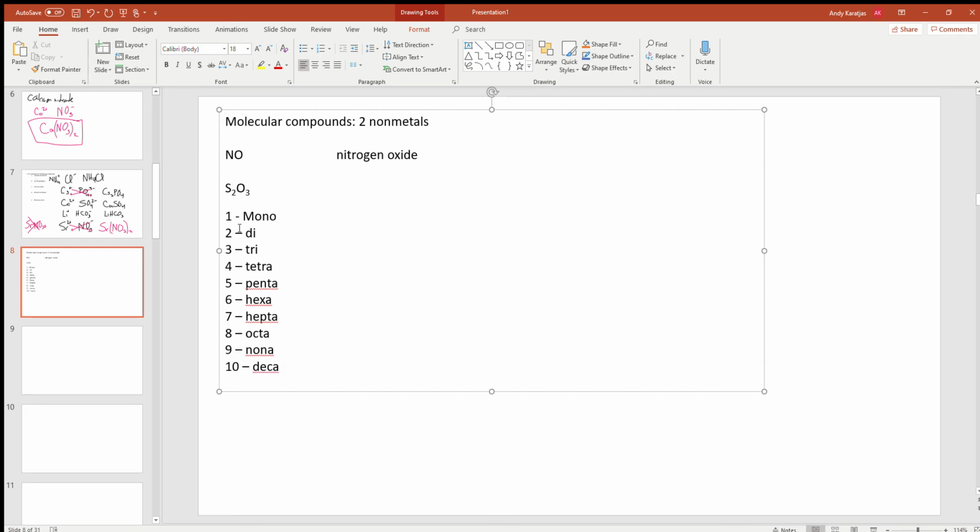Now, when do we need a prefix for these? Well, any element that we have more than one of always needs a prefix. So in this second example, we have 2 sulfurs, so we need to call it disulfur. Then there's 3 oxygens, so it's trioxide.